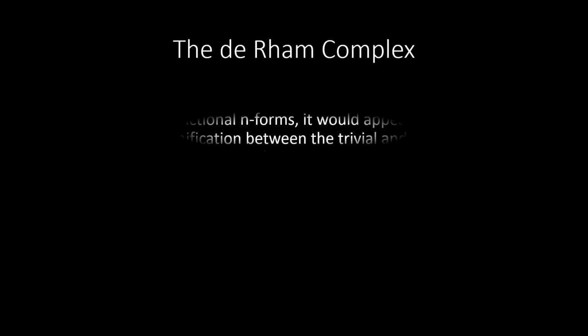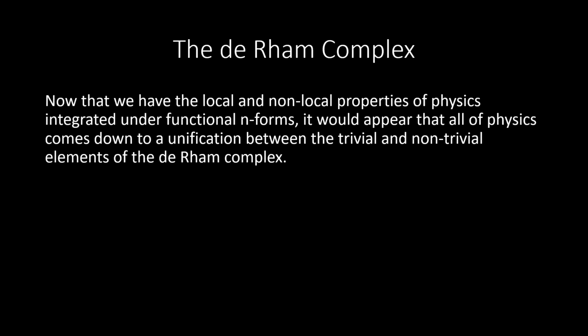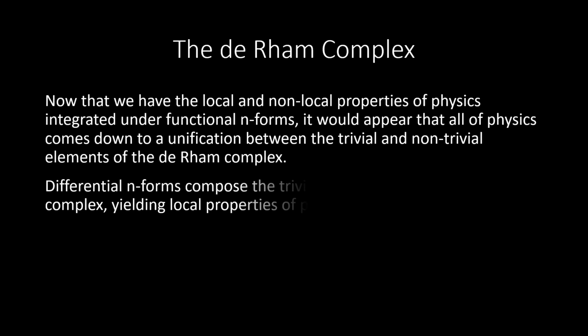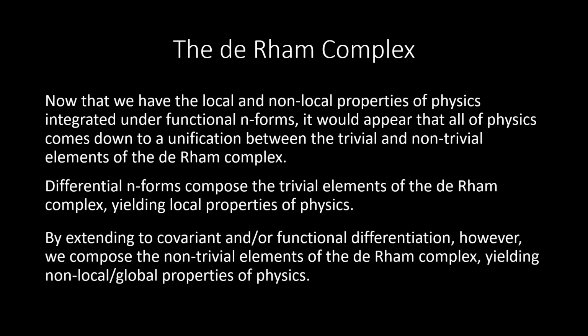Now let's consider the de Rham complex. Now that we have the local and non-local properties of physics integrated under functional n-forms, it would appear that all of physics comes down to a unification between the trivial and non-trivial elements of the de Rham complex. Differential n-forms compose the trivial elements of that complex, yielding local properties of physics. By extending to covariant and/or functional differentiation, however, we compose the non-trivial elements of the de Rham complex, yielding non-local or global properties of physics.